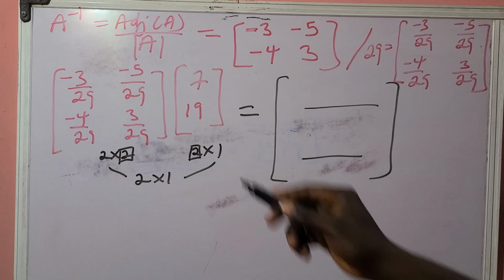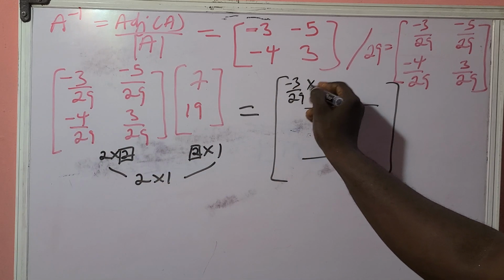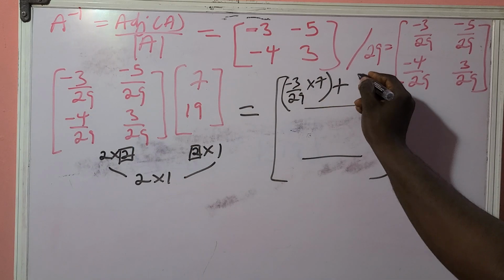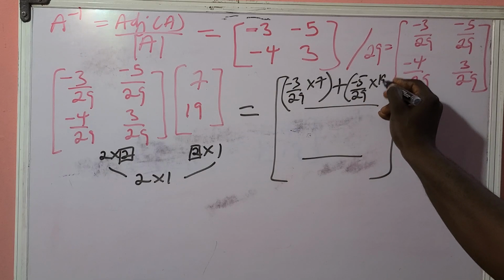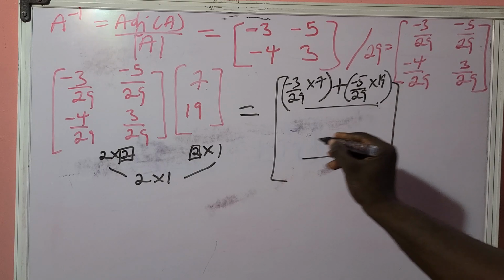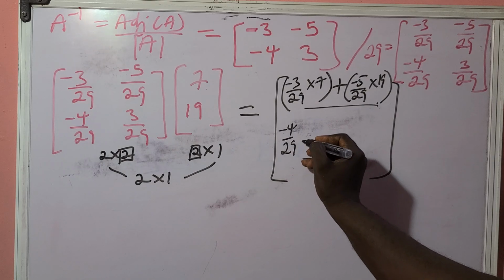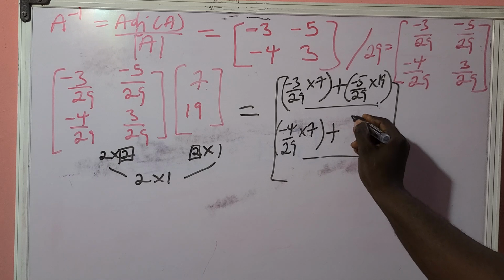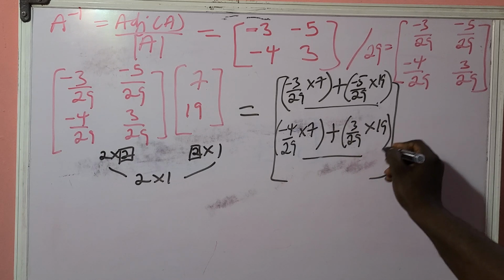So we have -3 over 29 times 7 plus -5 over 29 times 19. And then we go on to do the other one. That will be -4 over 29 times 7 plus 3 over 29 times 19.